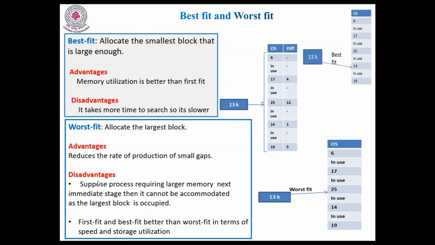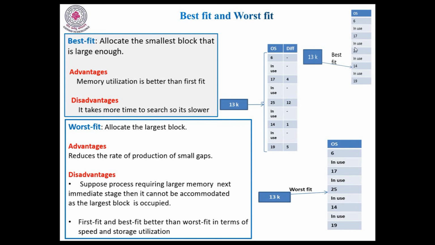And the disadvantages of worst fit. Suppose a process requires larger memory in the next immediate stage, it cannot be accommodated as the largest block is occupied. Already the largest block is occupied by the previous process. Now my process requirement is 24K. You see, 24K I couldn't find. So this is the drawback. If the immediate process requirement is 24, that process I would not be able to load with the help of worst fit. First fit and best fit are better than the worst fit in terms of speed and storage utilization.